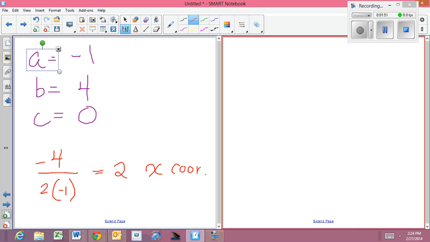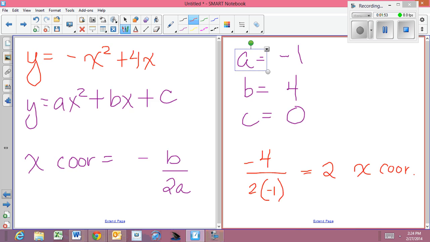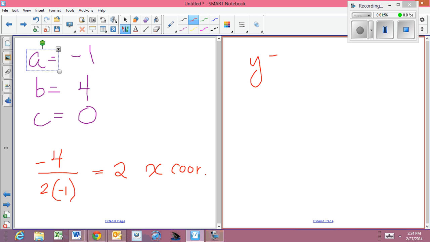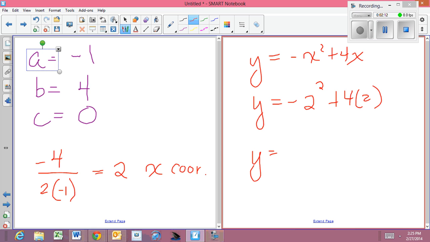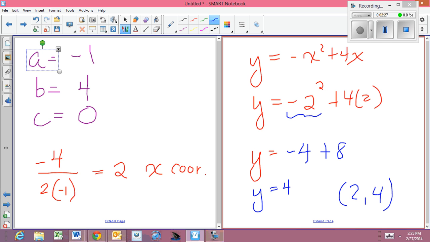Once you know the x coordinate, then you can plug it in to solve for y. So if I rewrite my equation over here, y equals -x squared plus 4x. I want to know what y is when x equals 2. So all I'm going to do is take 2, and anywhere in my equation I see an x, I'm going to substitute in 2. And I'm going to figure out what y equals. So for this parabola, remember when you're simplifying this first term, order of operations, you're going to do 2 squared first and then make it negative. So -4 plus 8, so y equals 4. So that means this parabola has a vertex at the point 2, 4.